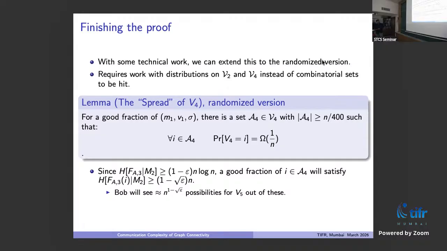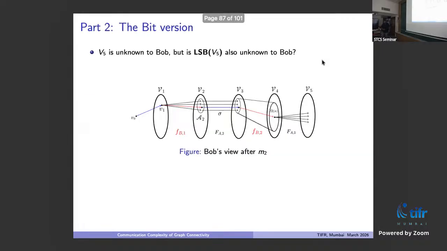Good. And this is what we use for the big version. So till now, what I've described corresponds to the fact that Bob cannot determine V5 exactly. Right? So what does he see? Right after the second message, he sees V0, V1, V2 all the way till V4 because Alice has given him sigma, or rather we are fixing sigma in that subrectangle.